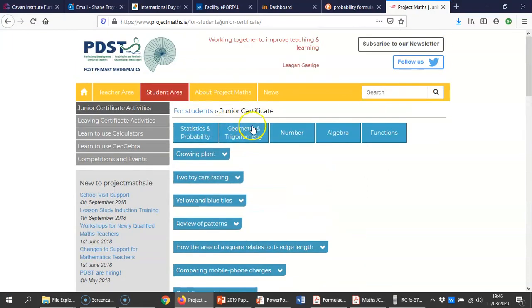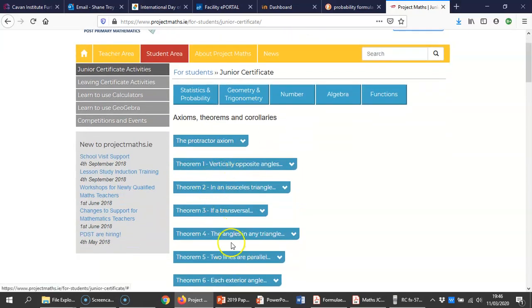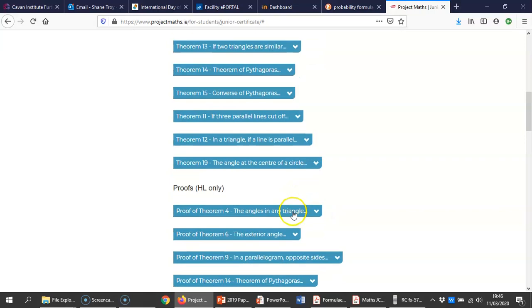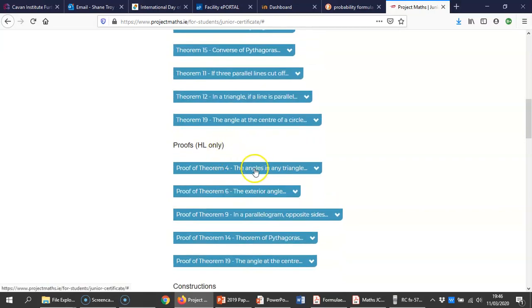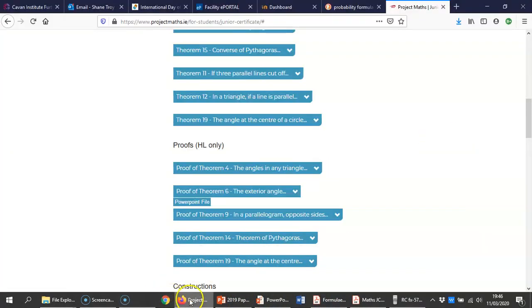Okay, now I had clicked on this. This is the Project Maths or the Post-Primary Maths Development website. You get different sections. We're currently in geometry and trigonometry. You're looking at different proofs there. I think that's actually the one right there. There's a GeoGebra file there, but there's also down here a PowerPoint, exterior angle. Maybe that one. I click on that, and it should open a file.